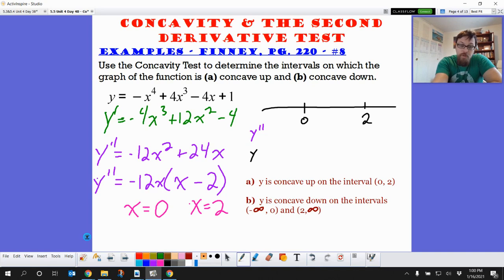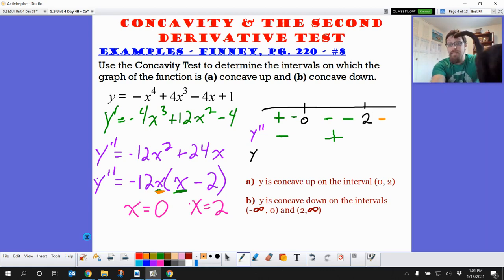So I've got 0 and 2 on there already. If I put some number over here, let's do negative 10, we would get a positive value from the first factor, and a negative value from the second. So overall, y double prime is negative there. If I do something between 0 and 2, let's do 1: 1 times negative 12 is negative, and 1 minus 2 is also negative. So overall, we have a positive value there. And then if I do something bigger than 2, like 10, that is going to be a negative value. It's going to be negative 120.